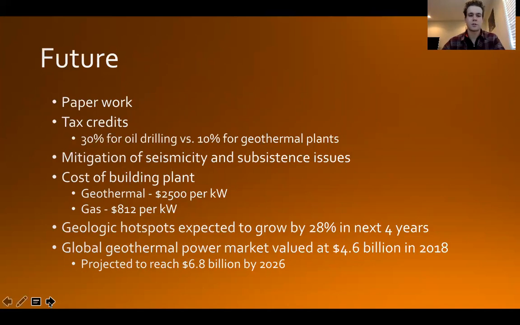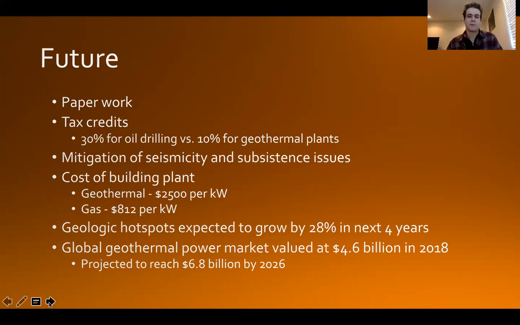Then obviously, like I mentioned earlier, mitigation strategies for seismicity and subsidence issues are needed in the future. So management strategies need to be incorporated to limit the amount of earthquakes and the surface of the earth decaying. And then also cost. To build a geothermal plant, it costs about $2,500 per kilowatt of energy produced, whereas a gas power plant is 812, so substantially cheaper. So that's just another thing that needs to be taken into account.